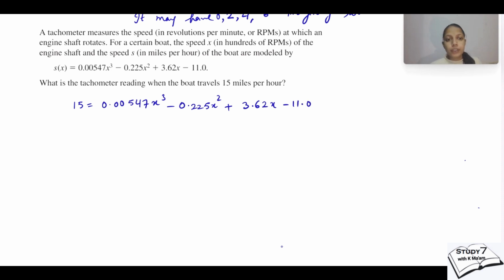So shift 15 to the other side. You can subtract 15 from it, and the constant will be negative 26. Yep, so this is the polynomial you got. You have to find roots of this, and this will be done with a graphing calculator. We have to use a graphing calculator here.